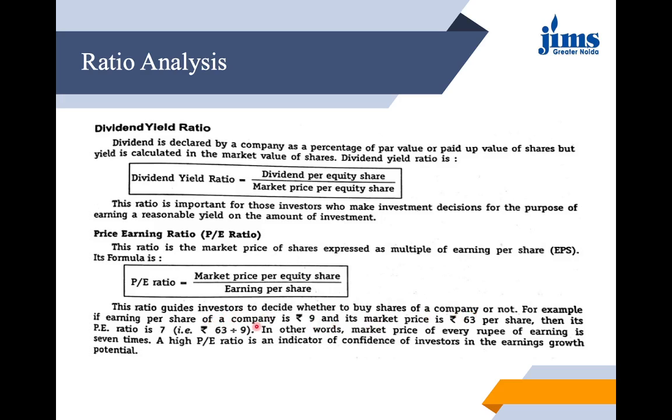Suppose the EPS of a company, earning per share, is rupees 9 and the market value of that particular share is rupees 63 per share. Then its PE ratio is 7, that is 63 divided by 9. In other words, the market price of every rupee of earning is 7 times. And a high PE ratio is actually important because it indicates the confidence of investors in the earning growth potential of your organization.